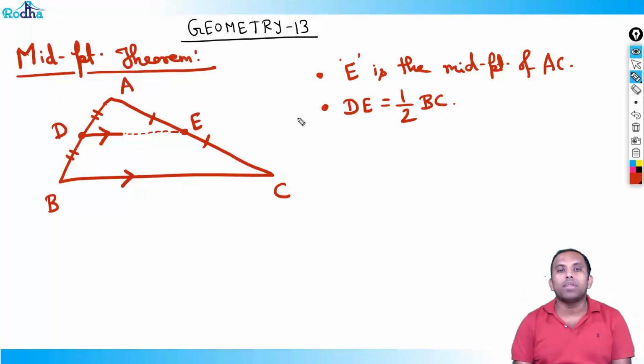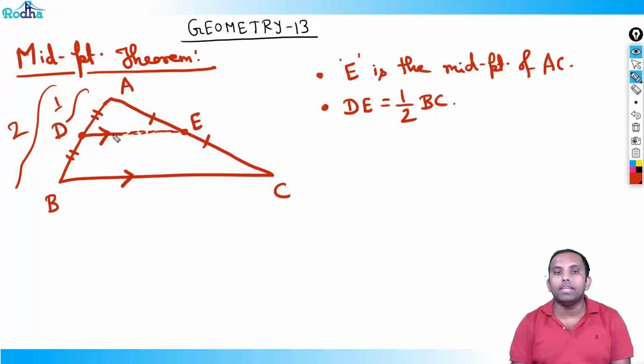This again proves a similarity, because these lines are parallel. That means the triangles are similar. So when triangles are similar, what is the ratio of sides? Since it is a midpoint, the ratio of sides is 1:2. That's why DE to BC is also 1:2. This is the midpoint theorem.